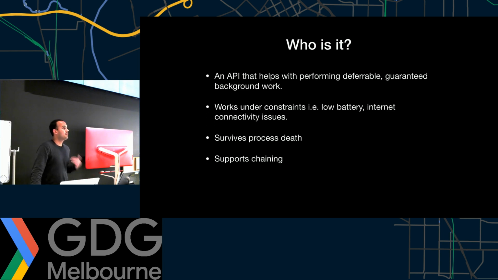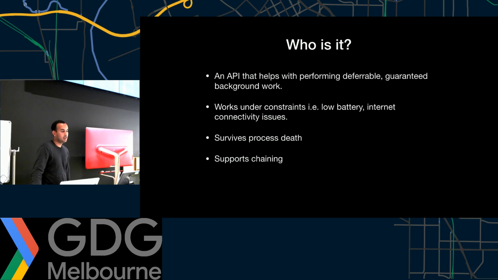But they're deferrable, and they need to be guaranteed. So Work Manager comes to the rescue. It survives process death. When you spin up your app, a process spins up with your app. When it goes to the background, for example, and gets killed, the process dies. But with Work Manager, you can queue work, and then the process can be spun up again, and it can do background work. So that's kind of cool.